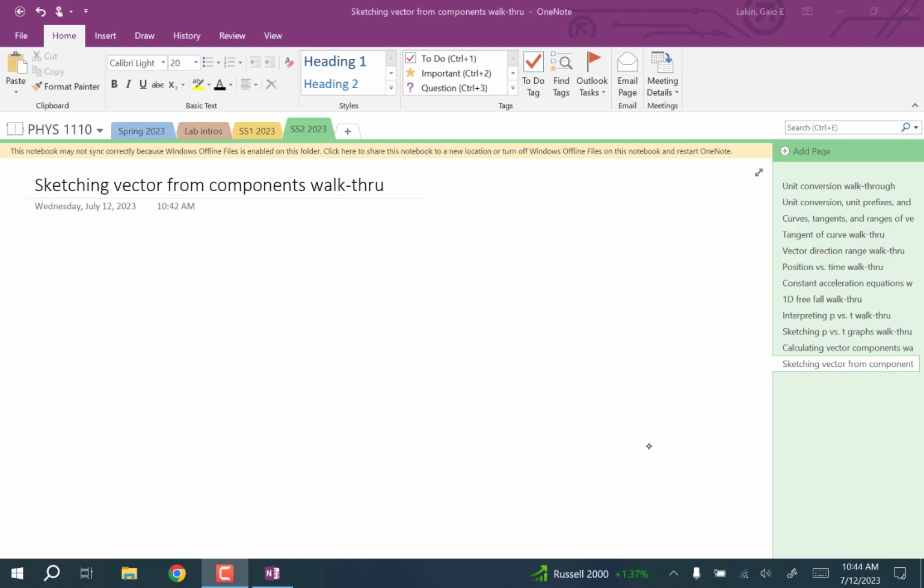Say that you're given a vector as components, and you know what the coordinate system is. How do you go from those components to figuring out the direction of the vector?